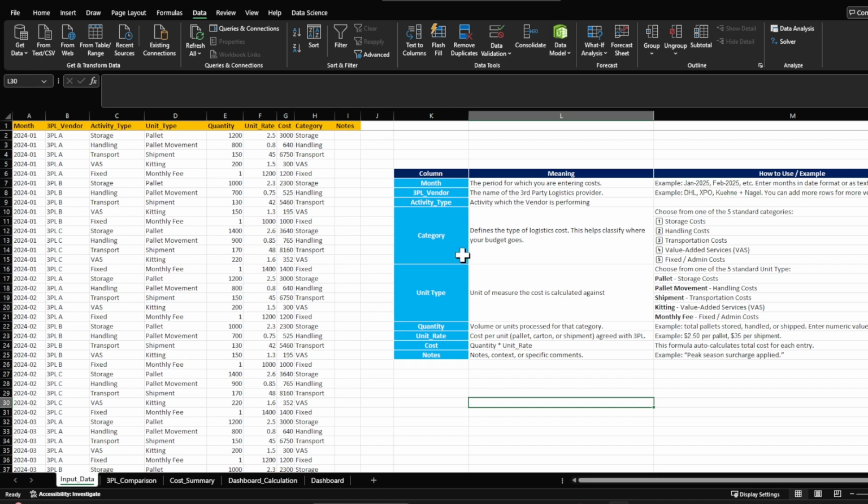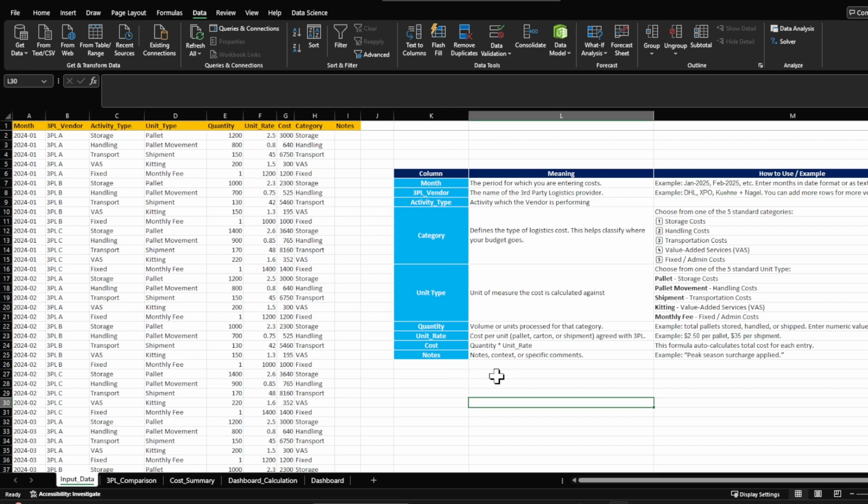And then there is a category, which defines the type of logistic cost, and this helps to classify where your budget goes. And then there is a unit type, which is the unit of measure the cost is calculated against. Then there is a quantity, which is the volume or units processed for that category. Then there is a unit rate, which is the cost per unit. Then there is a total cost, which is quantity multiplied by the unit rate. And then there is a note.